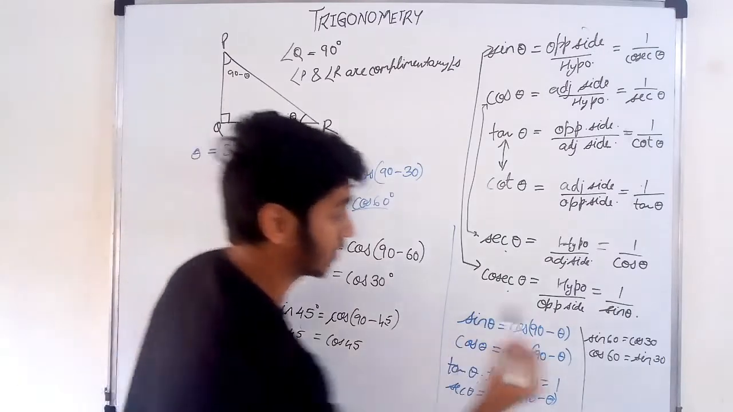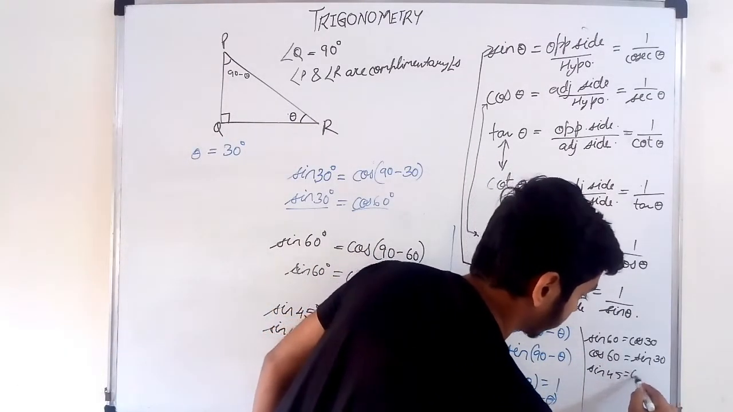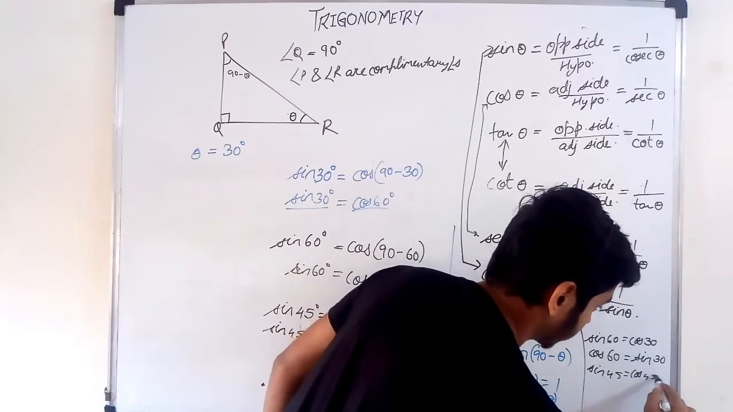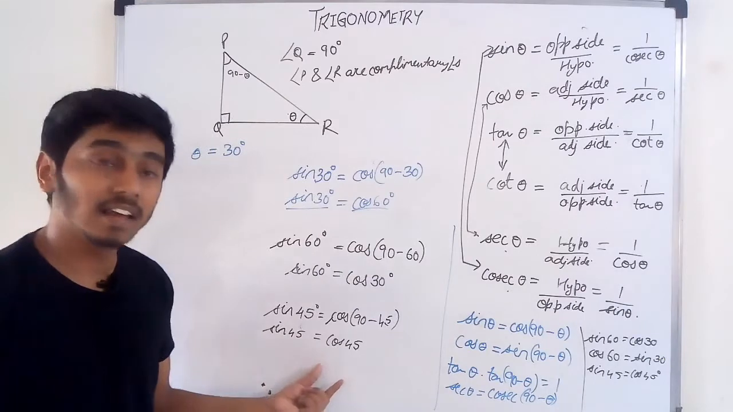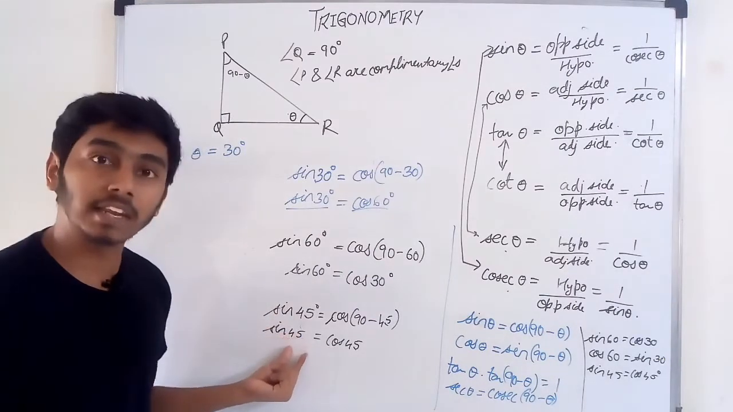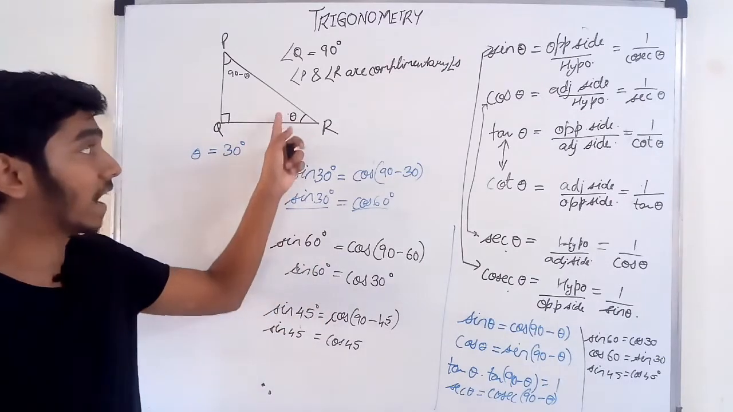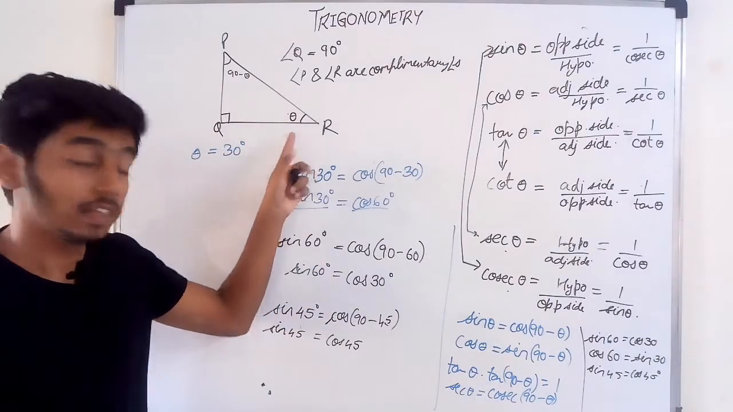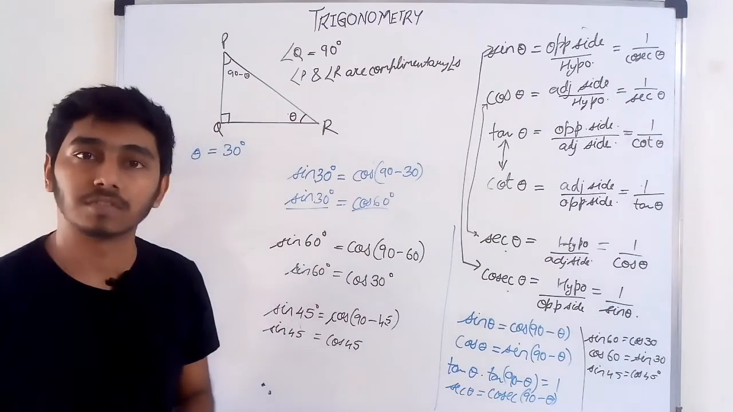What do we understand? Let's write that also. So from this, what do we understand? That at 45 degree, sine and cos ratios are same. If an angle is 45 degree, then sine of 45 is equal to cos of 45.